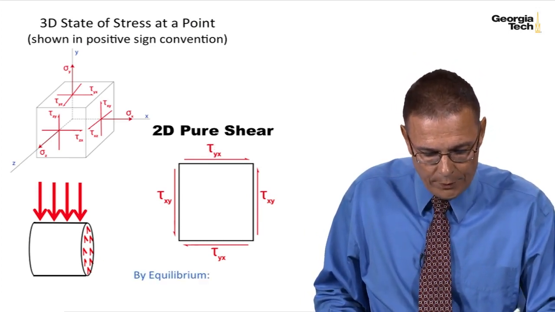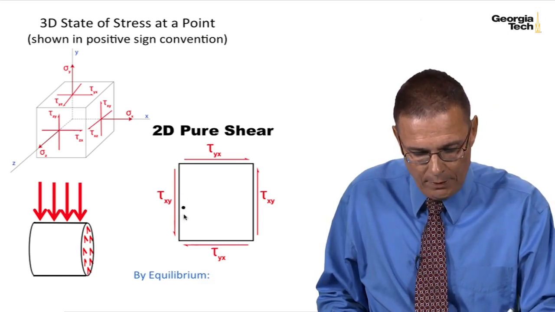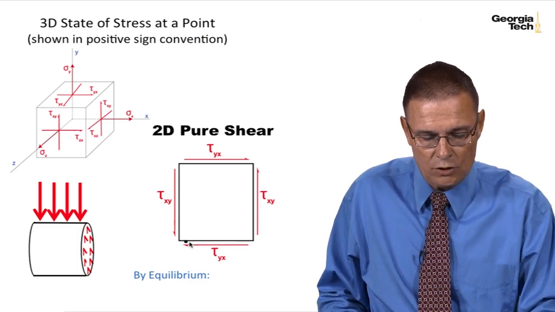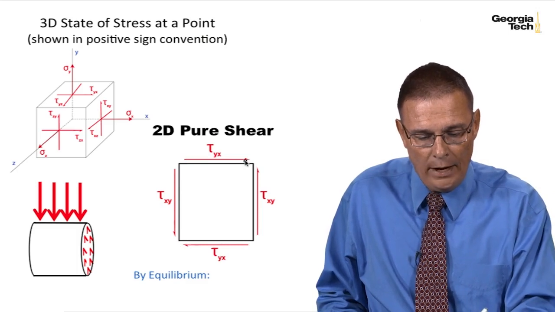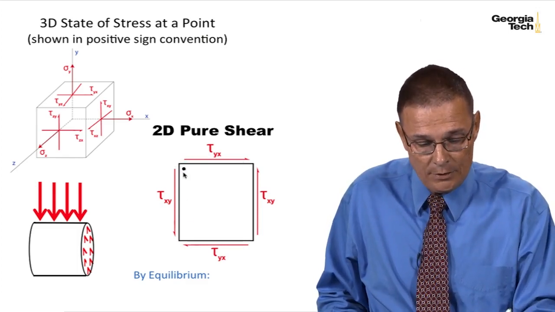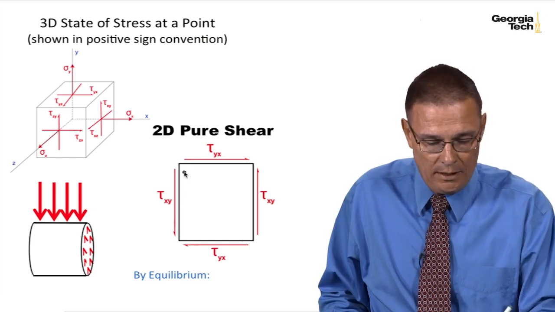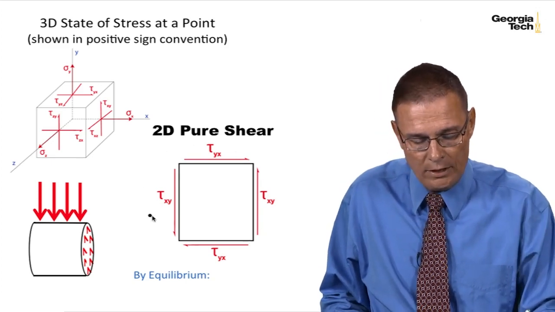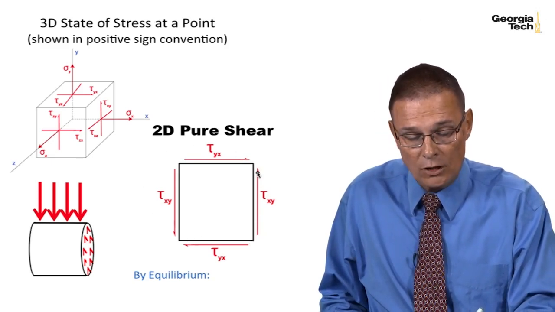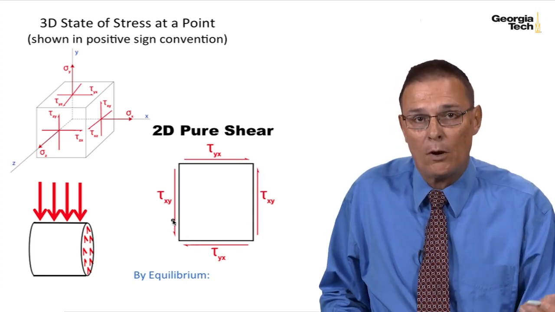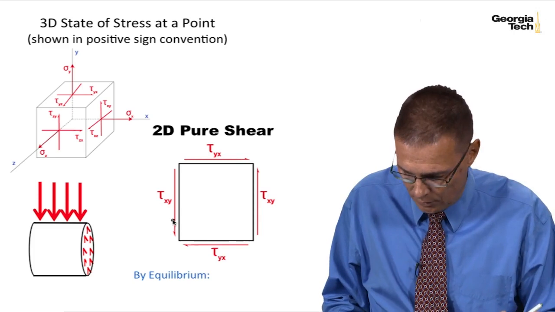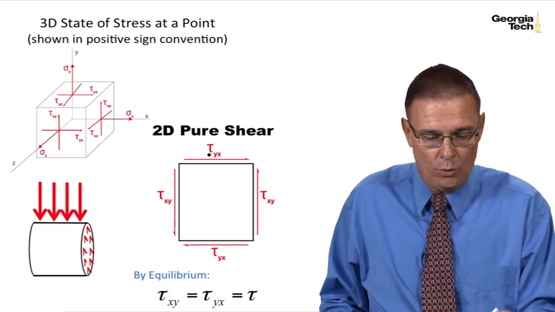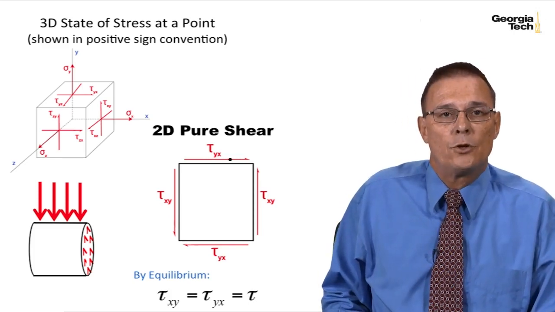By equilibrium, if I sum moments about any point on this block, let's sum moments down in this corner, so the forces due to these stresses would cancel out. I'd get tau yx times its cross-sectional area times its moment arm, which would be, say, a distance d in this direction, and it would be clockwise. And then I get a counterclockwise moment, tau xy times its cross-sectional area times its moment arm, which would also be d for a square cross-section. So by equilibrium, we see that tau xy is equal to tau yx, or we're just going to call it tau for the case of two-dimensional pure shear.